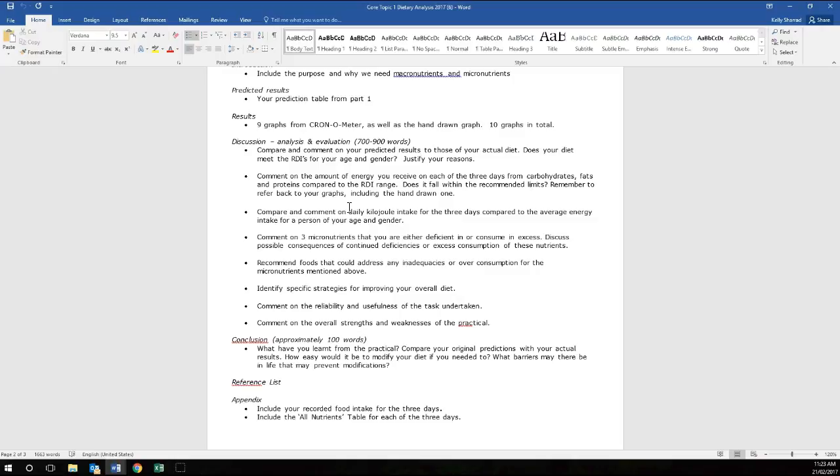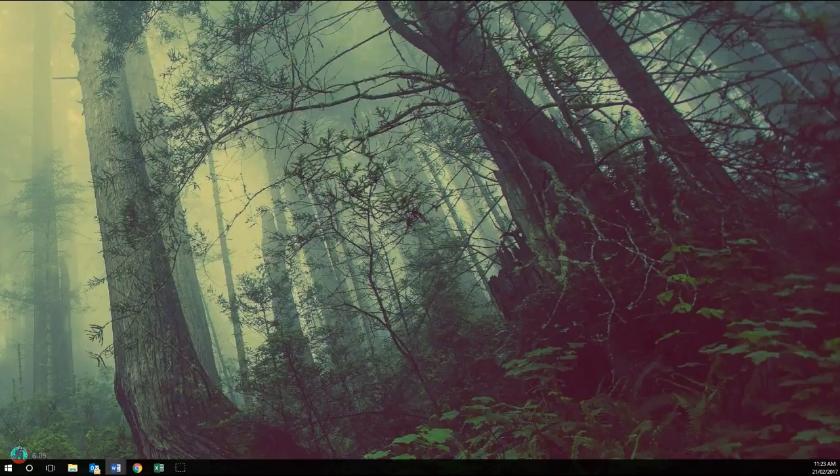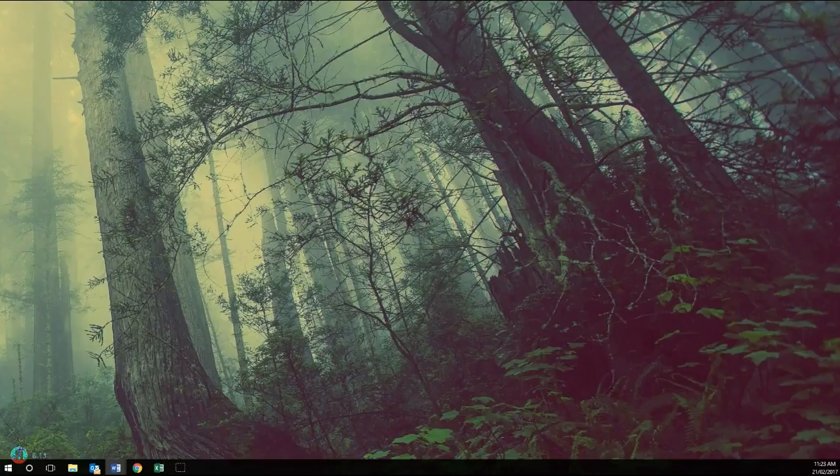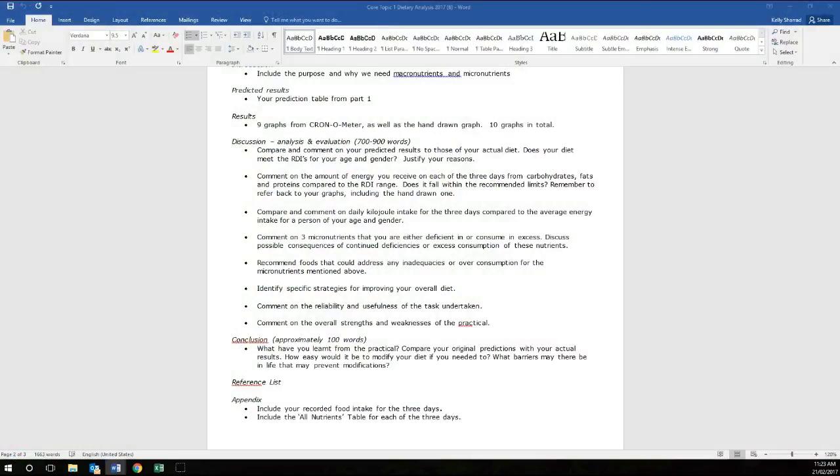So then you need to comment on the 3 macronutrients that you are either deficient in or consume in excess. Now, please don't do what I had students do last year where they commented on macronutrients rather than micronutrients, and I had no choice but to give them 0 marks for that section. So it's micronutrients.